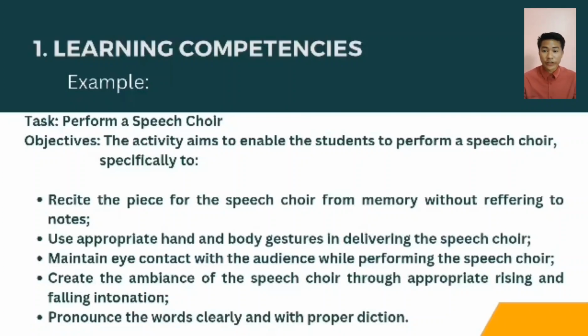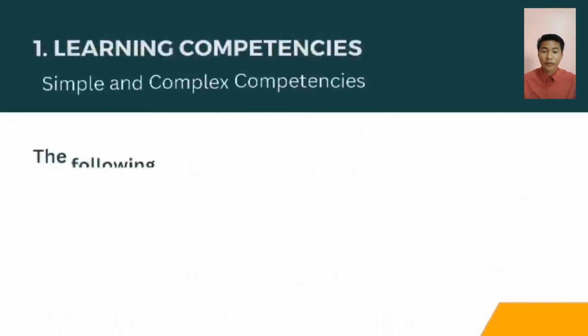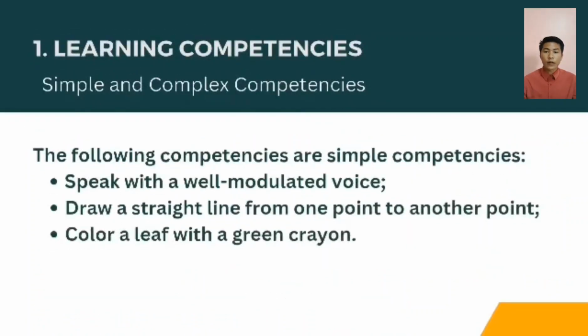In order to understand further this simple and complex observable behavior, the following competencies or objectives are simple observable behaviors or competencies. We have: speak with a well-modulated voice, draw a straight line from one point to another point, color a leaf with a green crayon. As you observe, a simple observable behavior or a simple competency consists of one skill in every objective. So here we have the speak, the draw, and the color only.